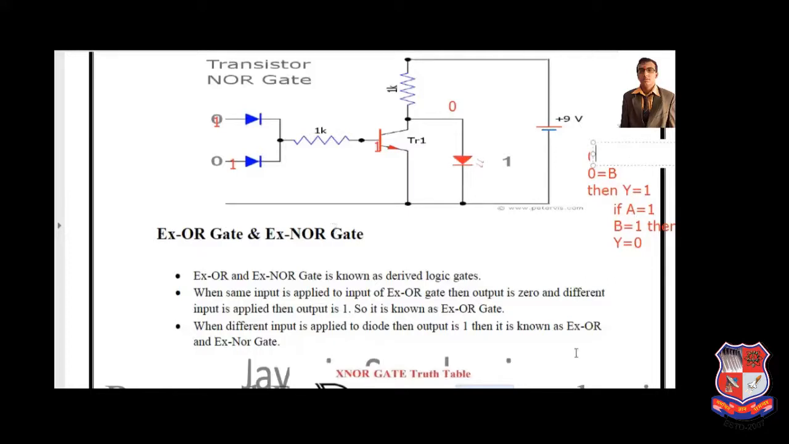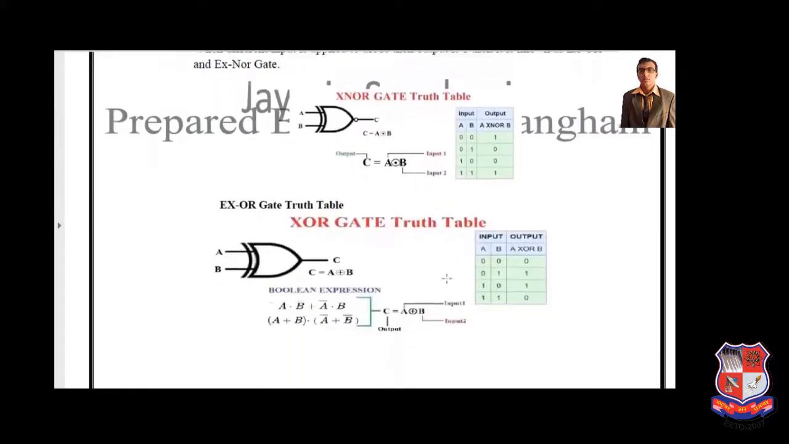XOR and XNOR gate are known as derived logic gates. What is the meaning of derived logic gate? If the same input is applied, see here 0 0, then output is 0. 1 1, then also output is 0. So when the same input is applied to the gate, the output is 0. So it is known as XOR gate. 0 0 output is 0, 1 1 output is 0. If we apply different inputs, then output is 1. So it is known as XOR gate.